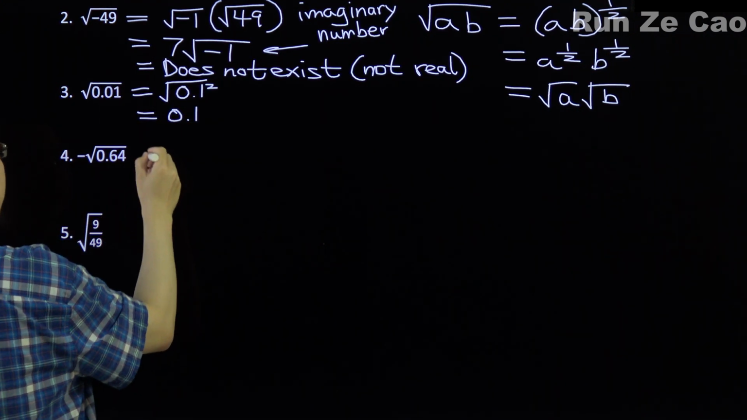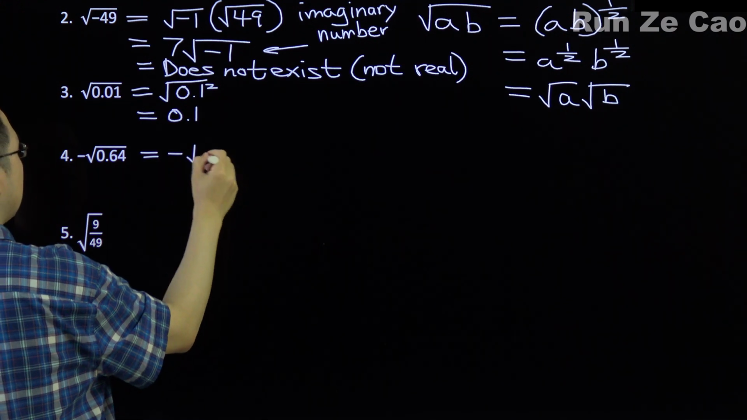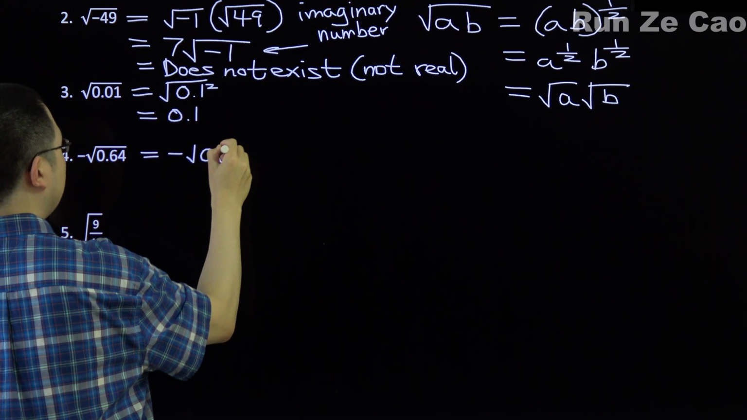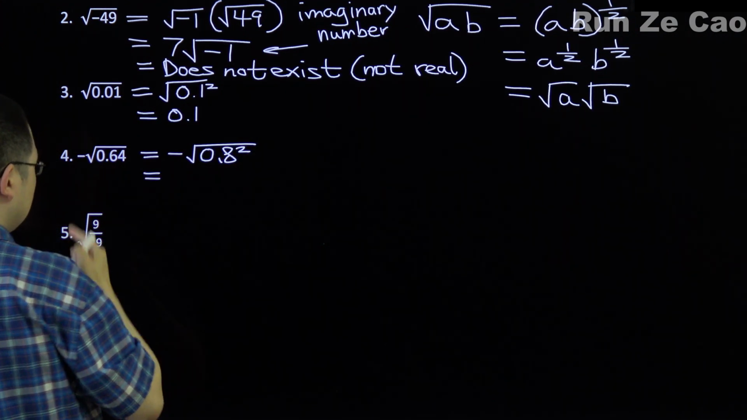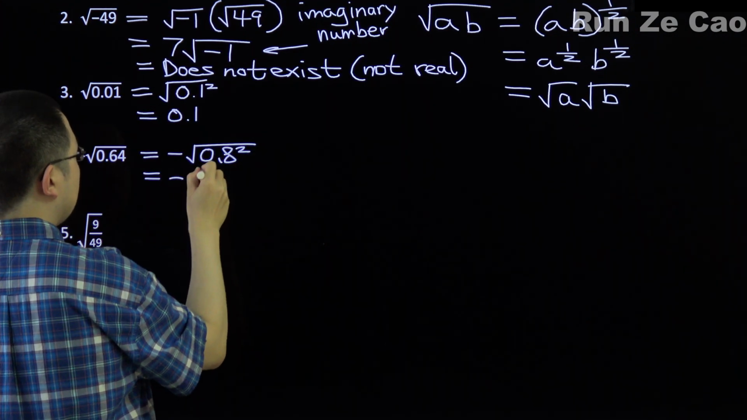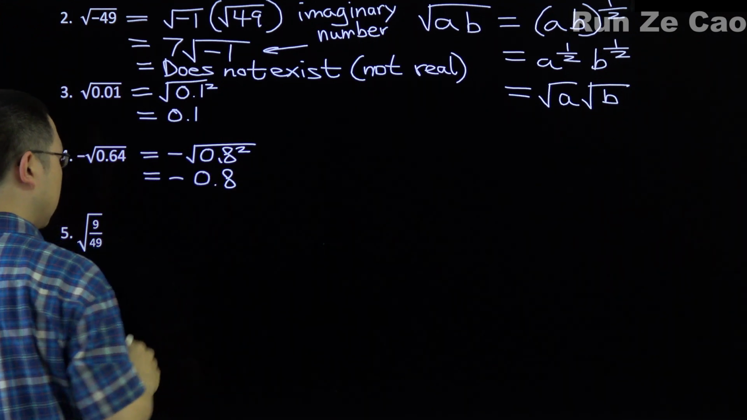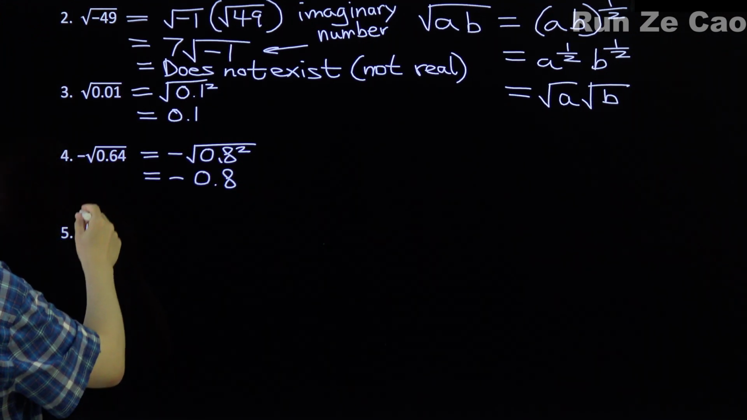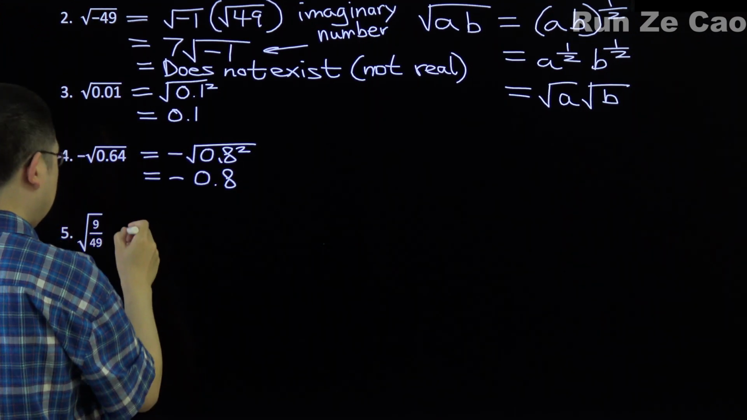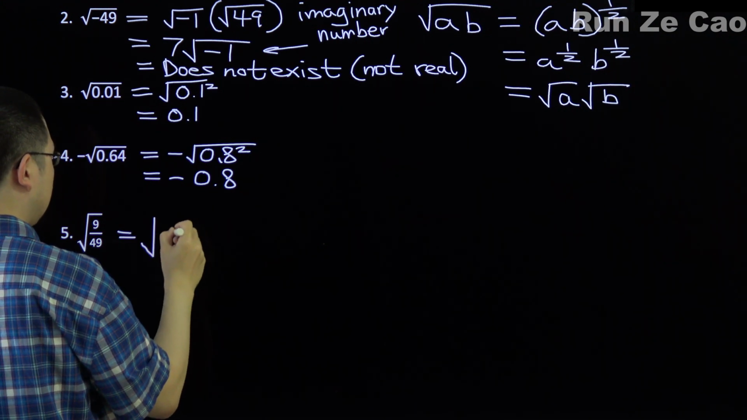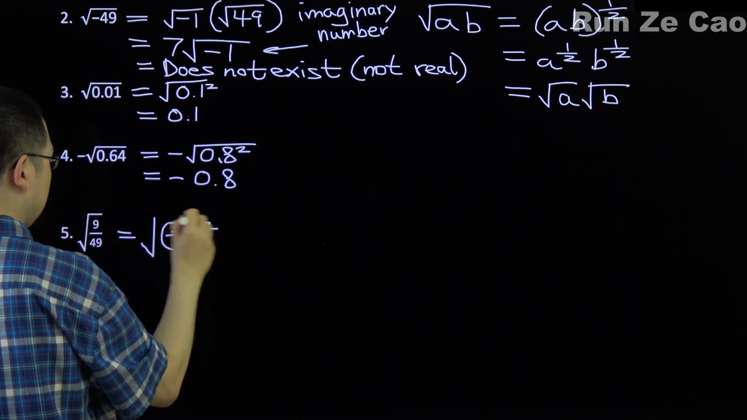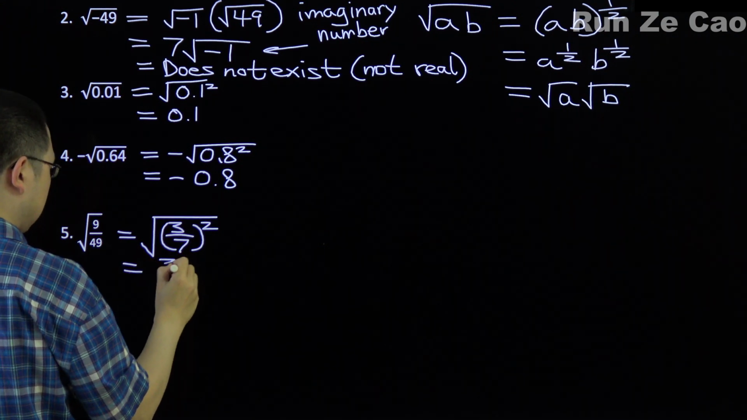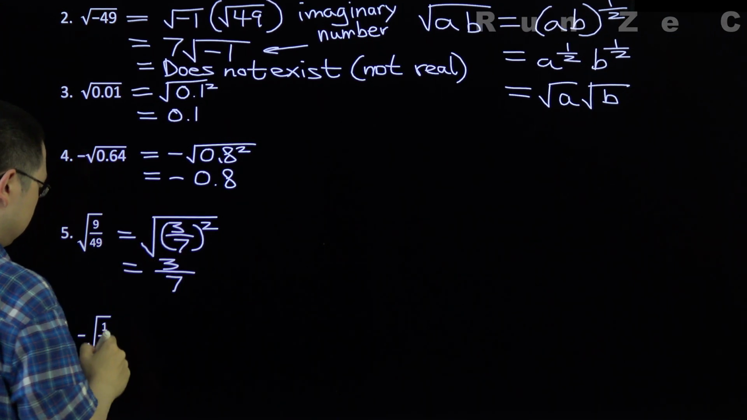Negative square root 0.64 is equal to negative square root 0.8 squared. So that's negative 0.8. Square root of 9 over 49, that's equal to square root of 3 over 7 squared, which is, of course, going to leave us with 3 over 7.